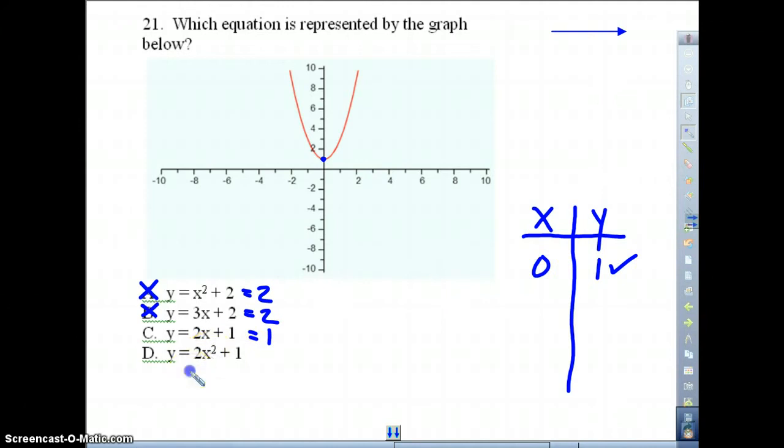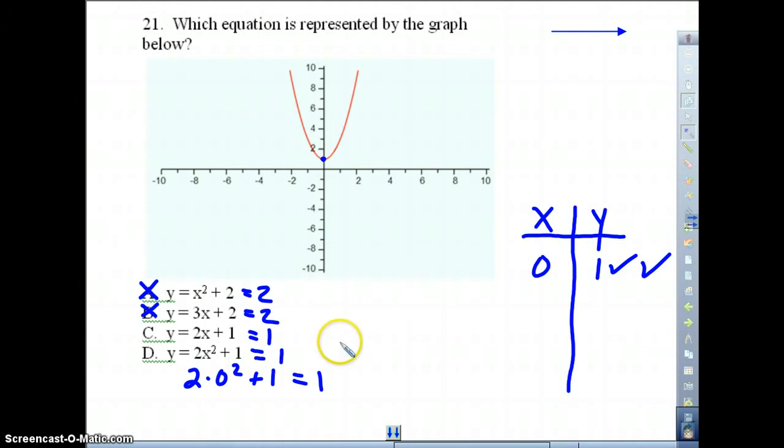I'm going to take 2 times 0 squared plus 1. 0 times 0 is 0. 0 times 2 is 0. 0 plus 1 equals 1. Do you guys see why you have to check it out with each one of the answers? Because 0 gave me back a 1 for both C and D. Don't stop at C and pick that as your answer. That might not be your answer.